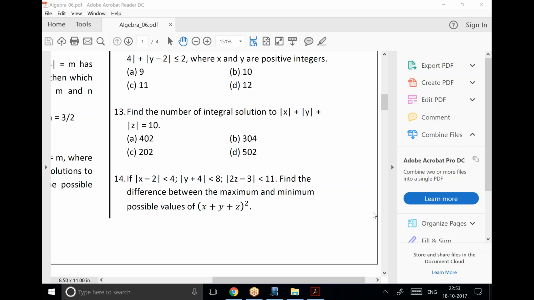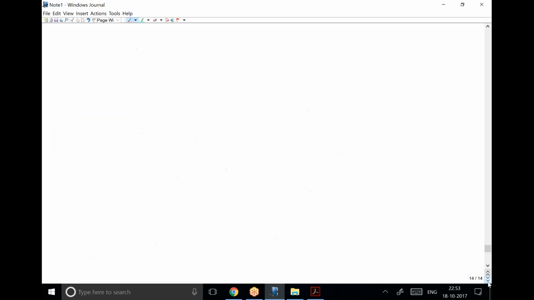So for question number 13, we have to make a few cases while solving this question. The question is given to us: modulus x plus modulus y plus modulus z is equal to 10, right? If modulus is not given to us, then it's anyway an easy question, we can immediately solve these questions. But because of modulus, it is a complex one. So how will we approach this question?